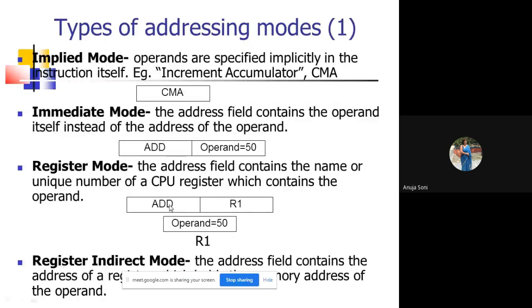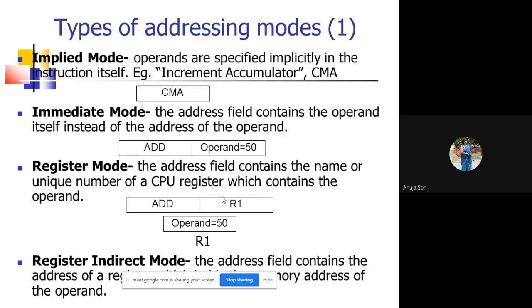The address field contains the name or unique number of the CPU register which contains the operand. Basically, the instruction part consists of the value of the register. It consists of the address which ultimately is stored in the register. This part will consist of the specification or reference of this register that ultimately consists of the value of the operand.